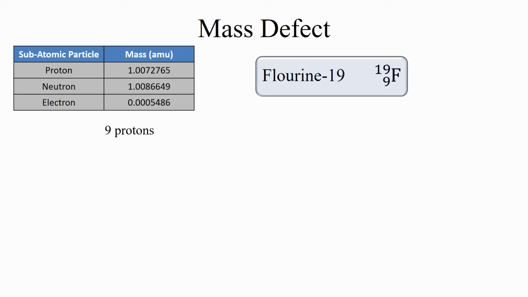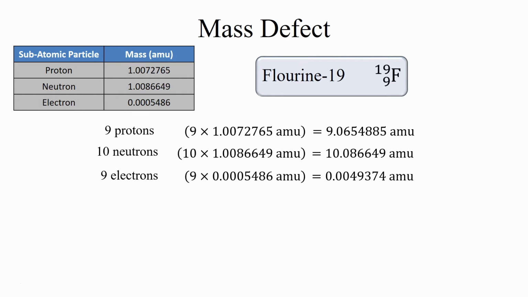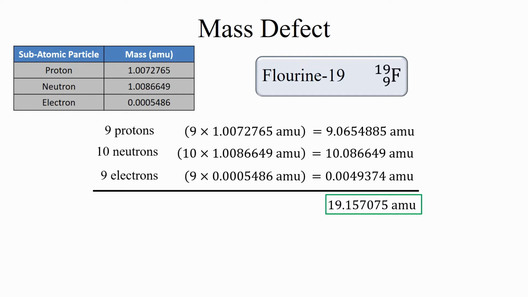Fluorine-19 has 9 protons, 10 neutrons, and 9 electrons. We know what the mass of these subatomic particles already is. And if we add up the masses of 9 protons, 10 neutrons, and 9 electrons, we get about 19.157075 atomic mass units. Now you may think this is very highly precise, and there's a reason why we're doing this at such high precision.